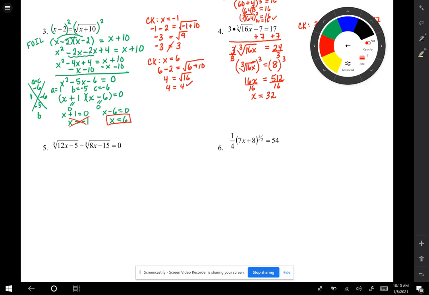So let's just do our work really, really carefully. Number 5 can scare people away because you have 2 radicals. That's okay. You want a radical on each side. So I would move the one that you have to add to the other side. You don't ever want to subtract. So add this one.